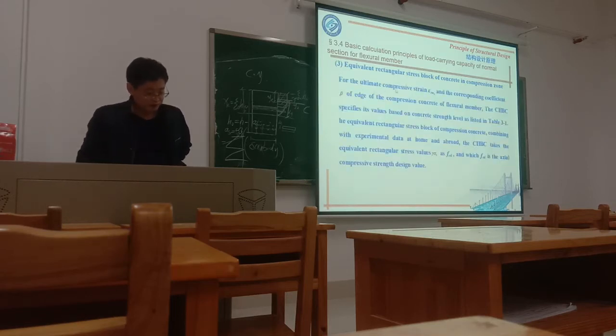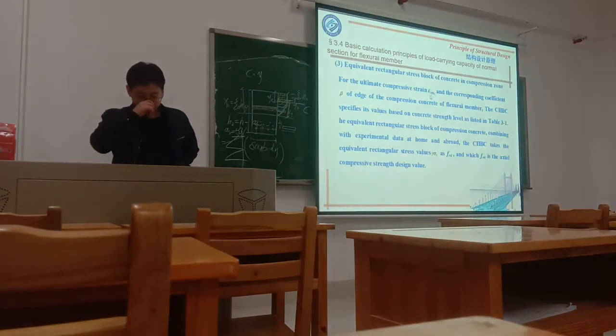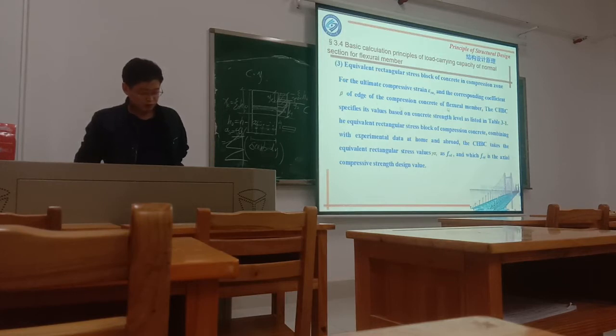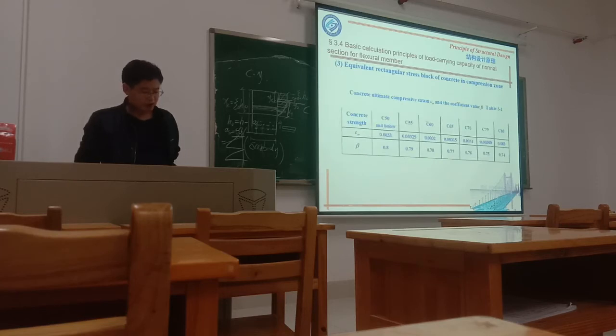So for the ultimate compressive strain epsilon cu, the corresponding coefficient beta of the compressive concrete of flexural members in this code specifies the value based on the compressive strains listed in the table. For the equivalent rectangular stress block of the compressive concrete, combined with experimental data at home and abroad, this code takes the equivalent rectangular stress value gamma sigma zero as fcd, where fcd is the actual compressive stress. Then we got this table in the code.